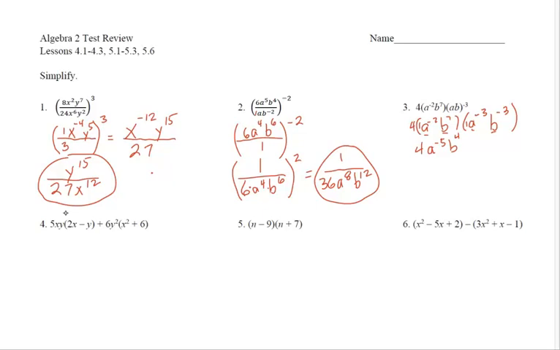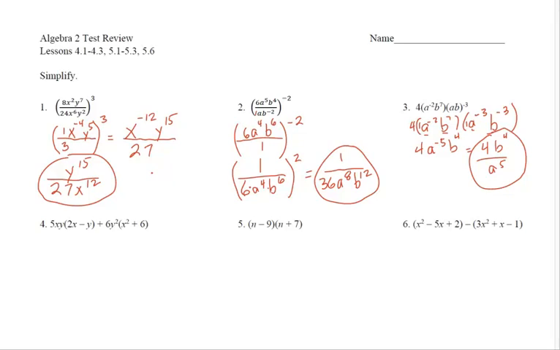And then the only thing that needs to be fixed to get to our final answer is, again, we can't leave a negative exponent in our answer. So 4b to the 4th over a to the 5th becomes the final answer.